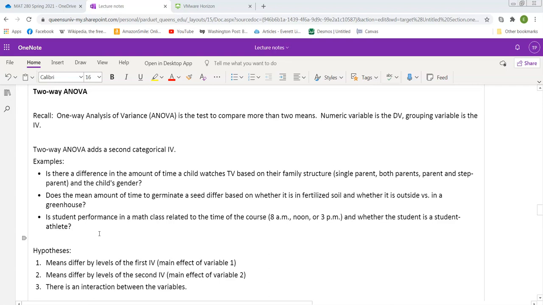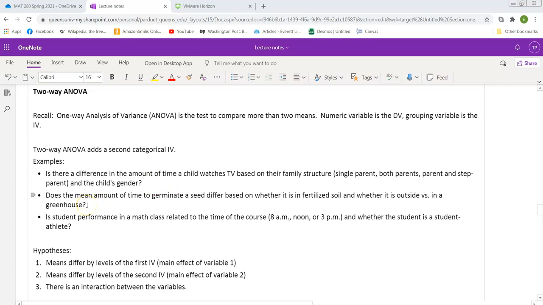So with two-way ANOVA, we're doing all of that, plus we're adding a second categorical variable as our independent variable. So I put some examples here. We could look at the same thing we looked at before, but also look at the same time in the same analysis, the child's gender, to see whether there's a difference between the amount of TV that boys and girls spend watching.